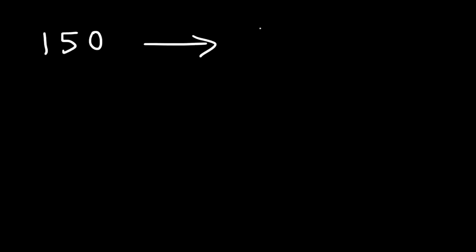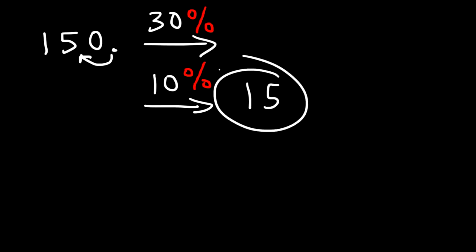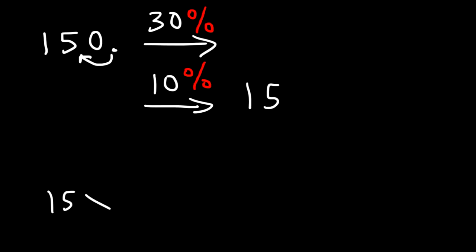So let's say we have 150. What is 30% of 150? So feel free to pause the video and try. So first I'm going to find 10% of 150. So let's move the decimal 1 unit to the left. 10% of 150 is 15. So what's 30% of 150? Well, to go from 10% to 30%, you need to multiply by 3 because 10 times 3 is 30. So what we need to do is multiply 15 by 3. 15 times 3 is 45. And so 30% of 150 is 45.